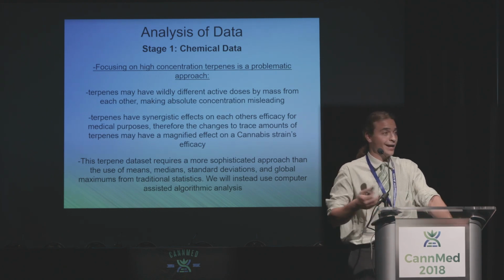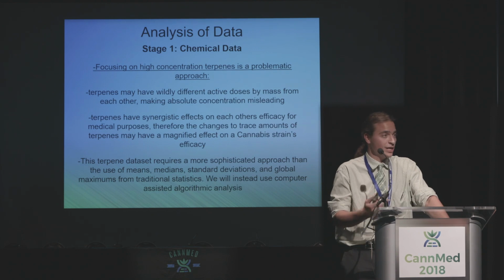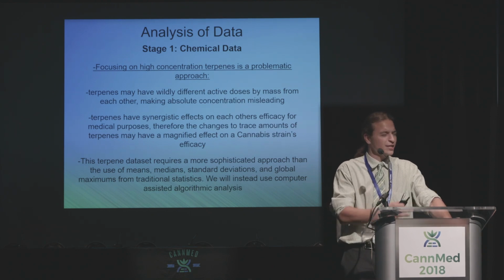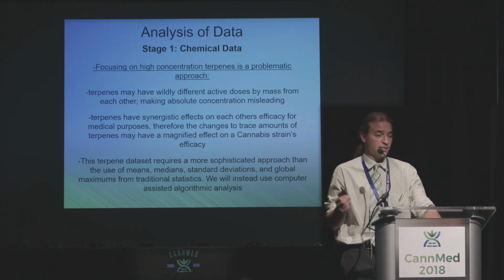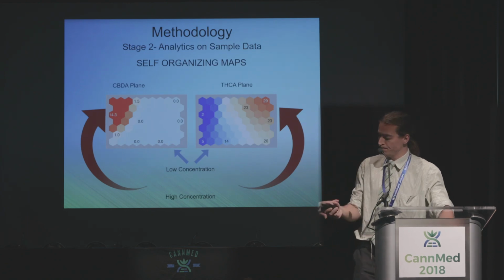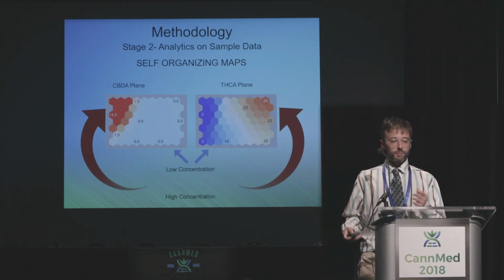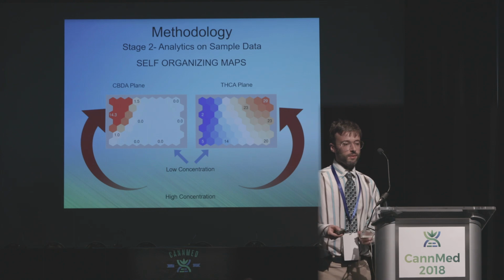This means we need to go past statistical analysis and do something a little fancier so we can look at the complexity of this 20 variable data set. That's where you come in. All right, so we turn to the self-organizing maps.